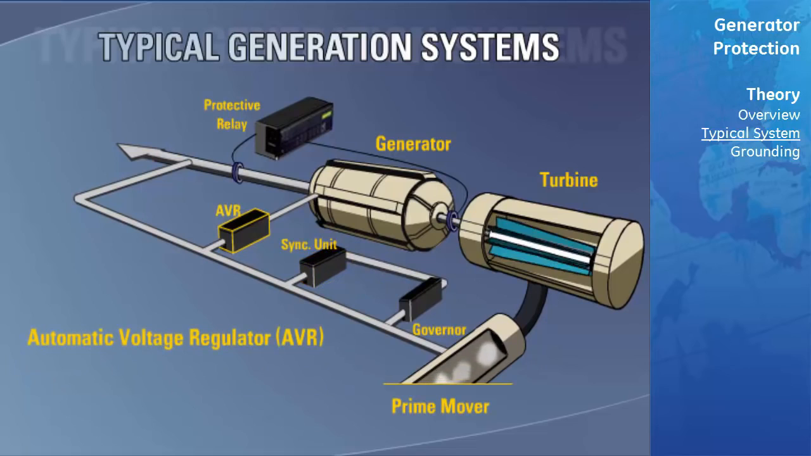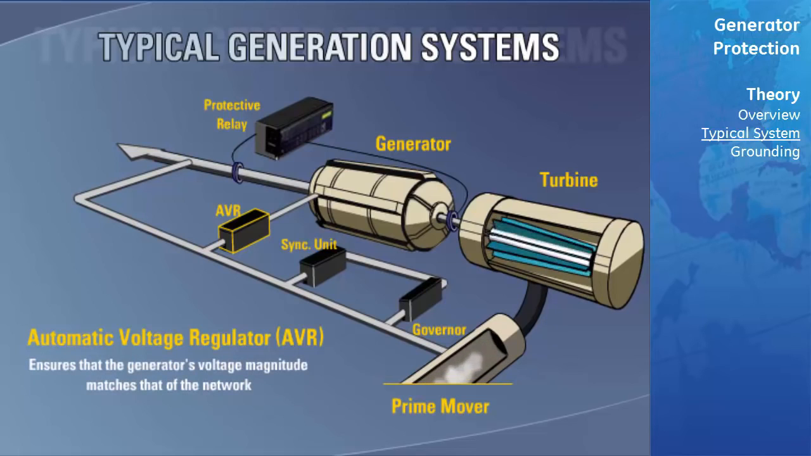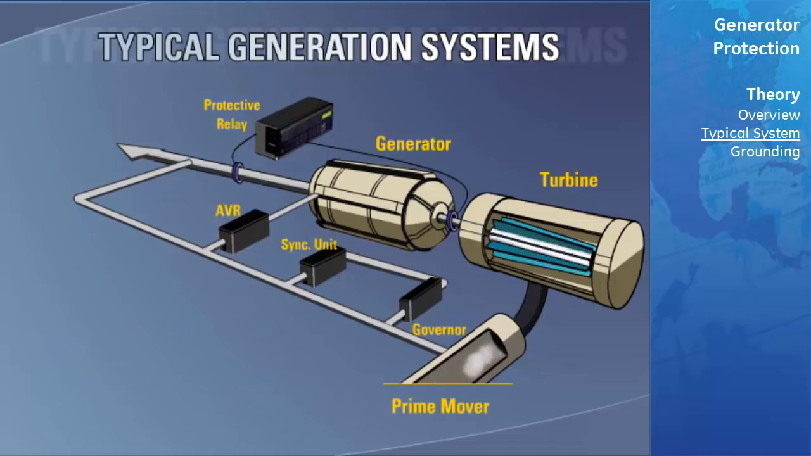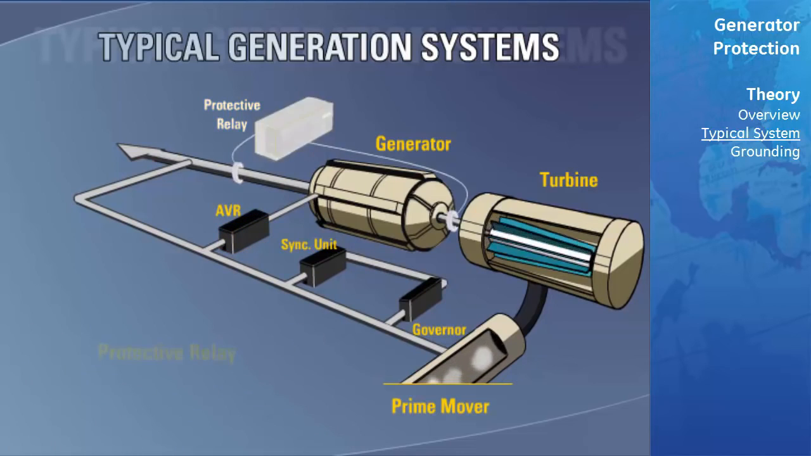The automatic voltage regulator is also an essential component in matching the power being generated to the power demanded by the network. The AVR ensures that the generator's voltage magnitude matches that of the network. It does this by summing the negative feedback from the generator's output voltage with that of the network. The error signal is fed to the generator field current regulator. This increases or decreases the field strength so that the generator voltage magnitude matches that of the network. The last of these three components is a protective relay.